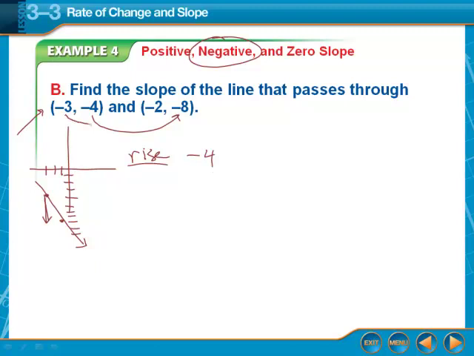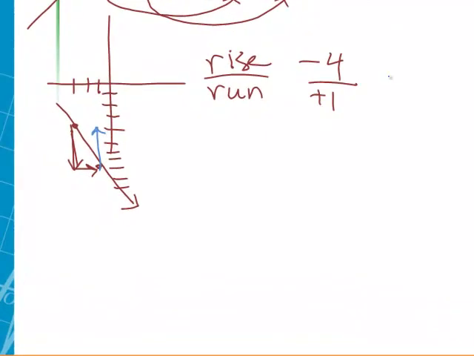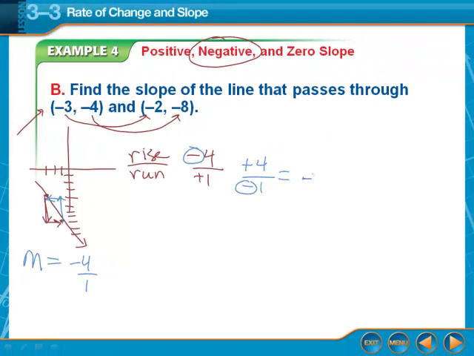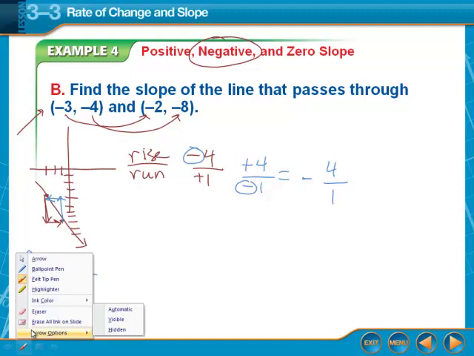Then I have to look from -3 to -2. I'm going to the right. Again, I read left to right. From -3 to -2, my run is going to be a positive 1 unit. Can we do it the other way? Yeah. If I go up, that's going to be a positive 4, and I can go to the left, that would be a negative 1. Still getting me the slope of negative 4 over 1. That negative can go top, it can go bottom, or it can go to the side. Your choice on slope.